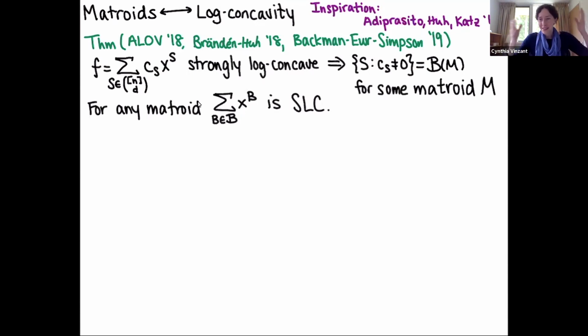And one of the reasons that this is all happening right now is that it's really building off of some of the breakthrough work by Adiprasito, Huh, and Katz in 2015 on combinatorial Hodge theory. So that's how the big confluence of results has happened. But the main takeaway is that this property of log concavity and matroids are much more closely related than a priori they have any reason to be.